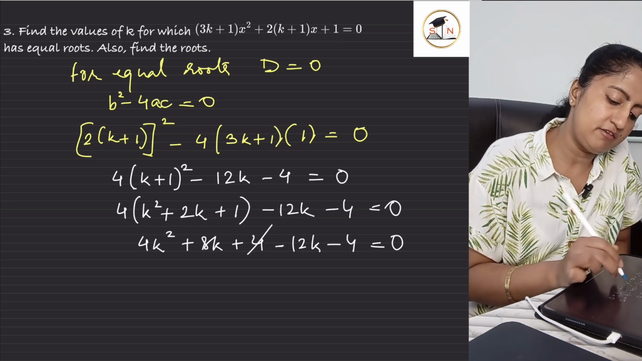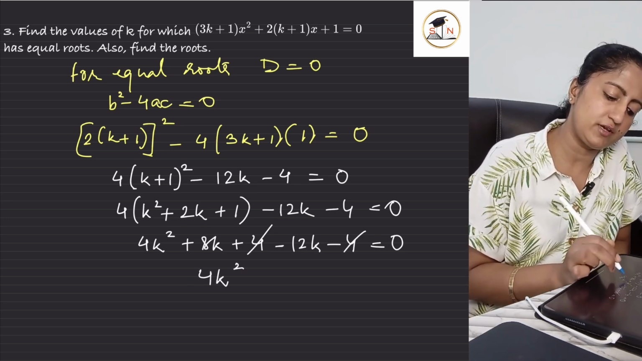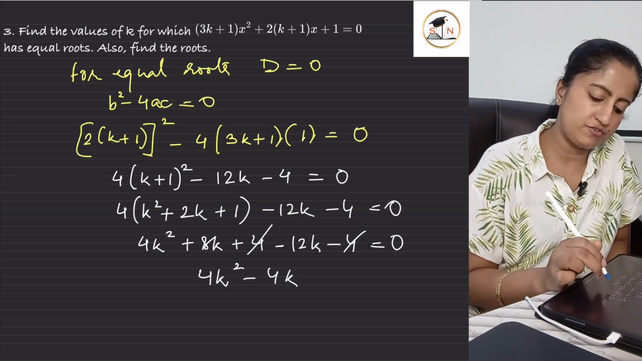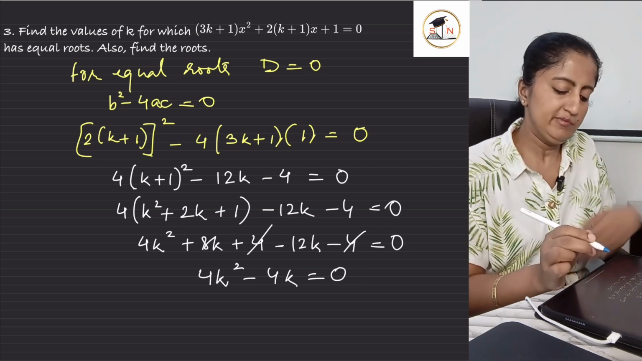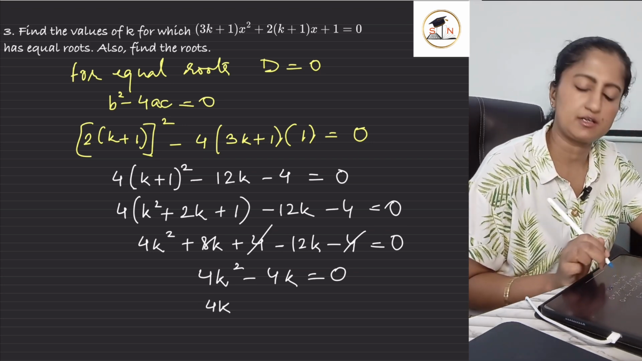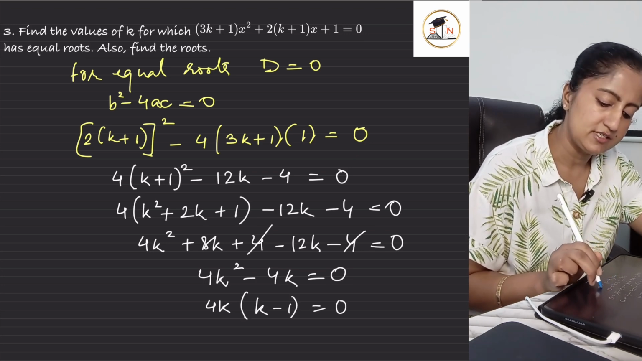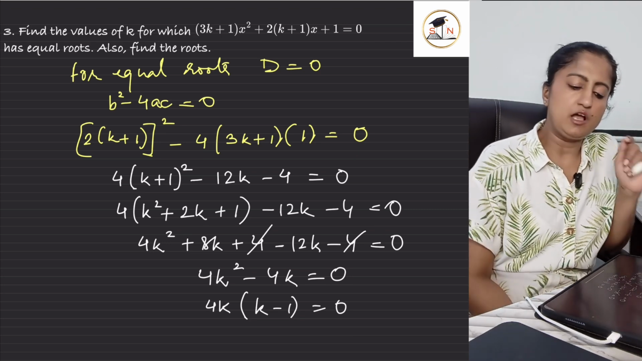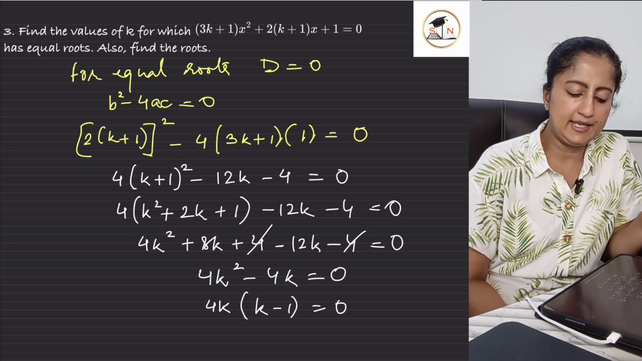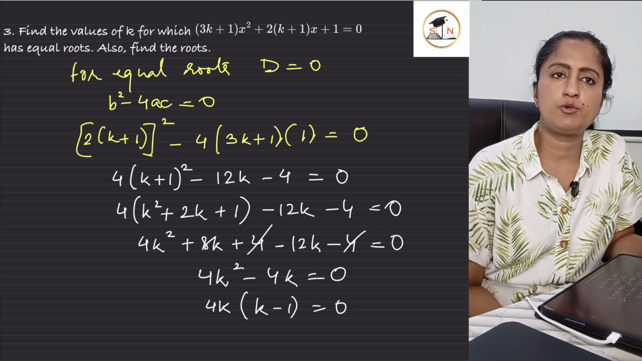I can see 4 and 4 getting cancelled. So what are we left with? 4k square minus 4k. 8k minus 12k gives us minus 4k equals 0. So what do we get over here? I will have 4k as a common factor and that leaves me with k minus 1 equals 0. Now it was a quadratic expression in terms of k. We got at the end a quadratic equation which is 4k square minus 4k equals 0.